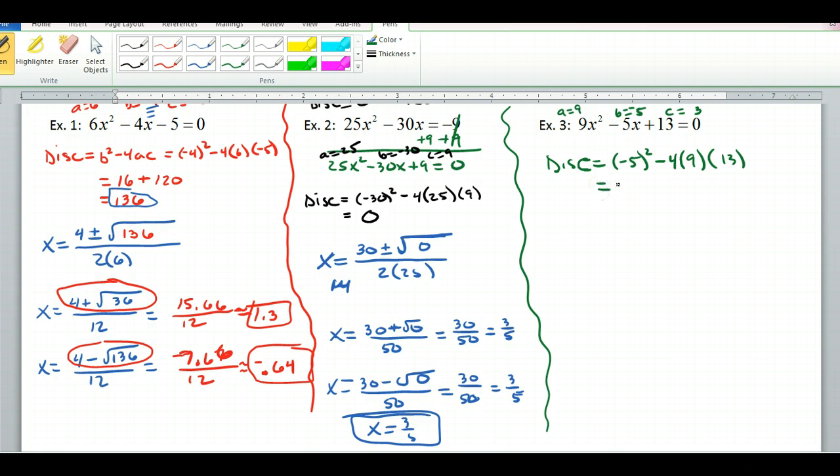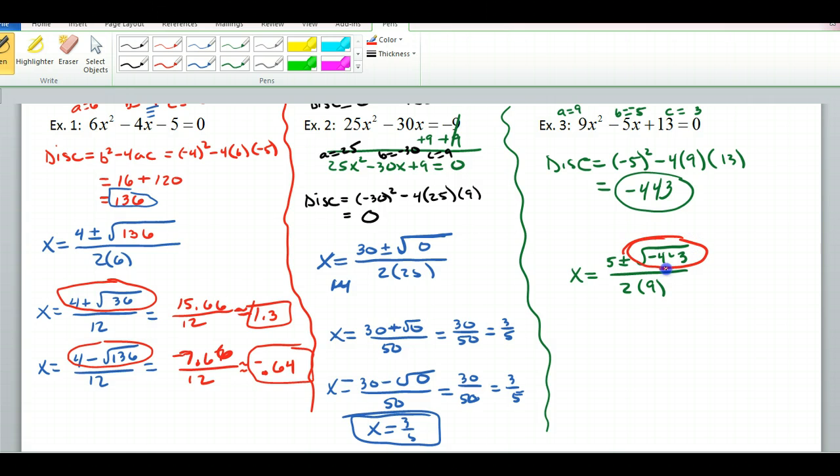If I put that in my calculator, negative 5 squared minus 4 times 9 times 13, I get negative 443. What did we say a while ago? If the discriminant is equal to a negative, think about it. If we plug this into the quadratic formula, we get the opposite of negative 5, which is positive 5, plus or minus the square root of negative 443, all over 2 times 9. Remember, you cannot take the square root of a negative number.